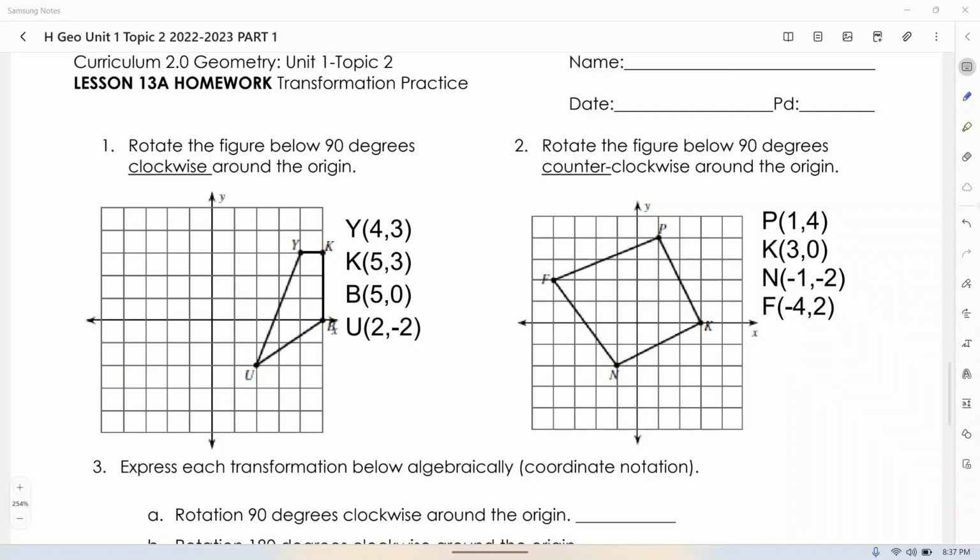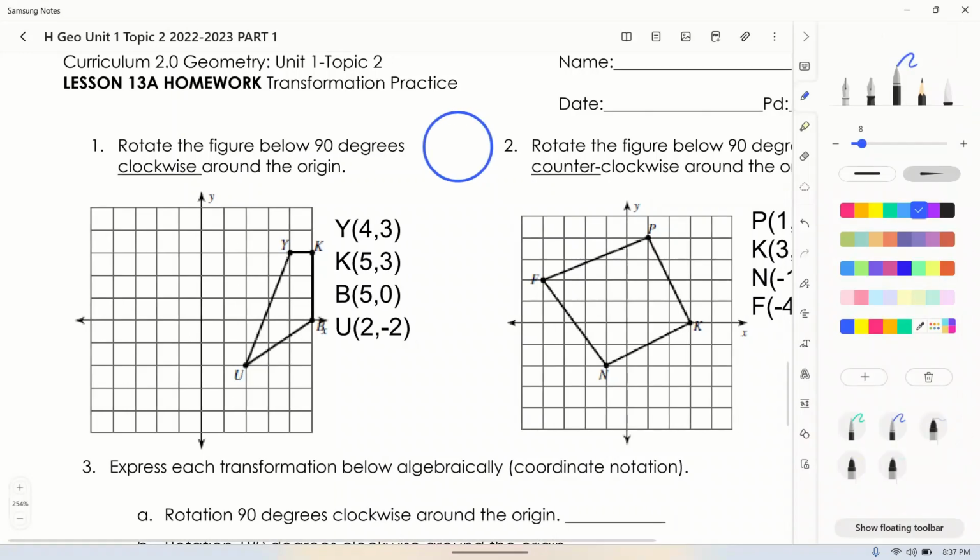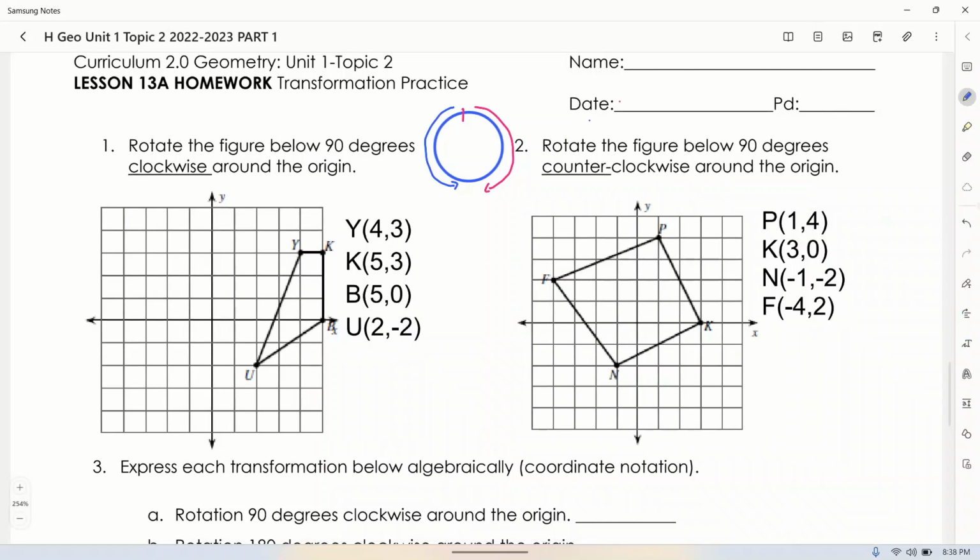Okay, so we're going to go through the lesson 13A homework, transformation practice. Just before we start, I want to make sure that we are on the same page, that going clockwise means we're going this way, okay? And going counterclockwise actually means we're going that way. I know it seems a little bit ridiculous to start there, but it is a good thing for us to be on the same page as we start.